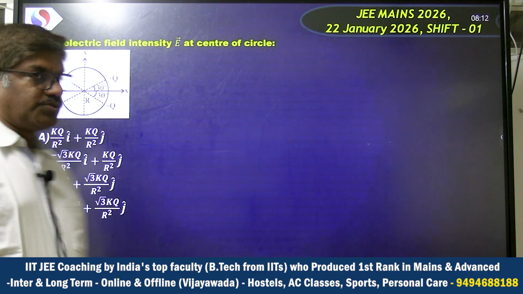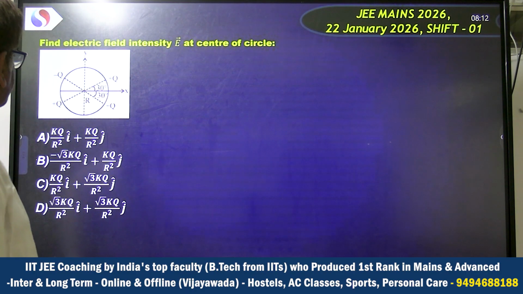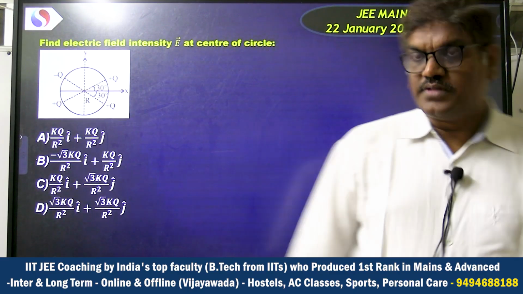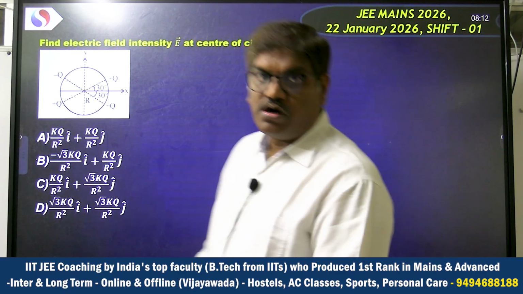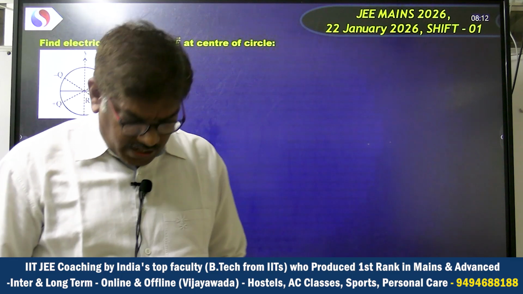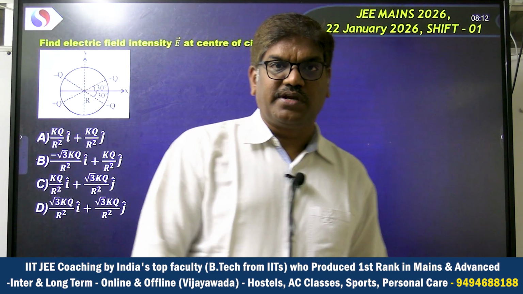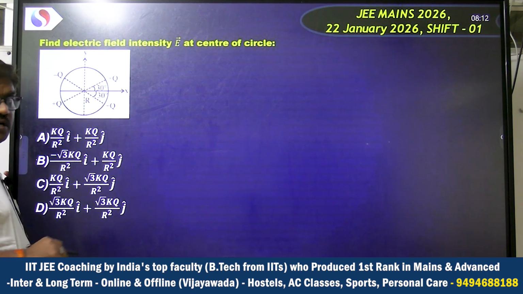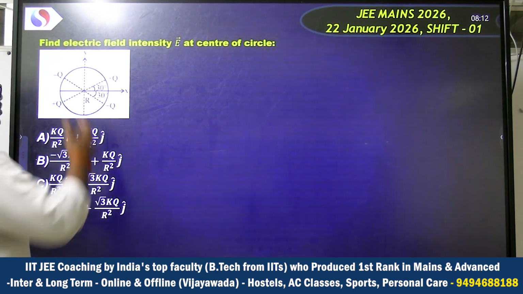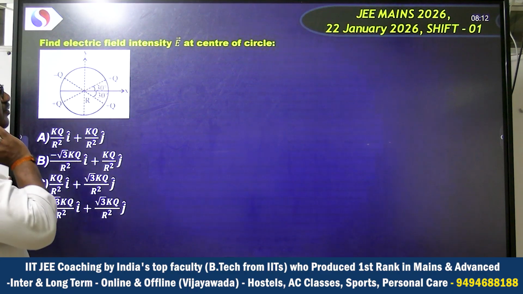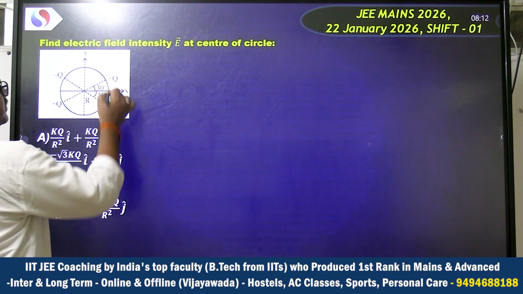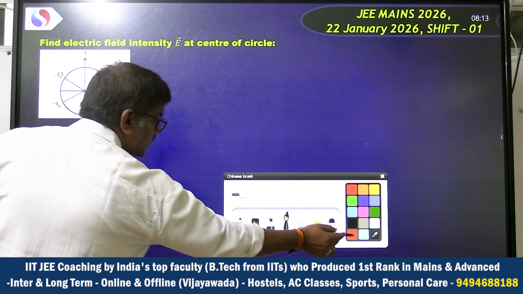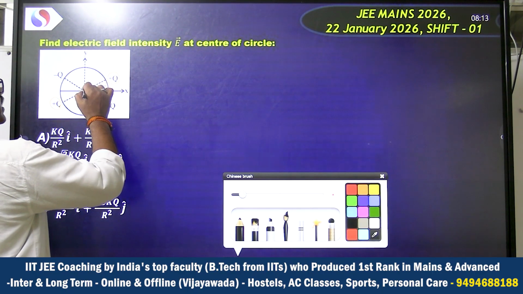Superposition. We have to find the electric field due to 4 charges. For such a question, when you have the diagram and multiple charges, always try to see the symmetry first and try to reduce the calculation by the symmetry. The charges are placed on the circle diametrically opposite, making two pairs of diametrically opposite points. So this plus q and this plus q, their electric field cancels out each other.